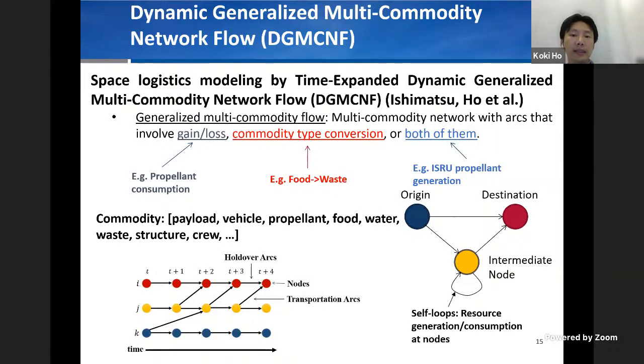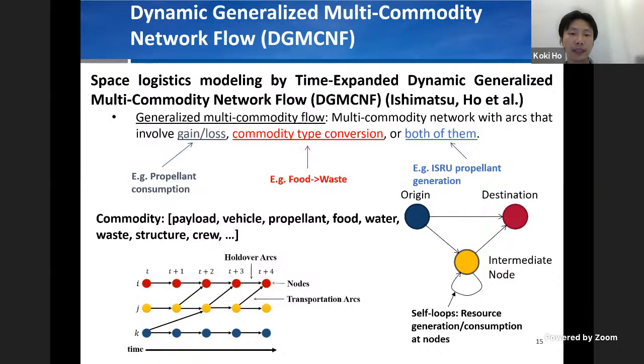The idea behind this is something called time-expanded dynamic generalized multi-commodity network flow. The original version, a static generalized multi-commodity network flow, was developed by Shimatsu. In my PhD thesis, I developed an alternative version that can consider the dynamic mission sequence, which enables us to generate the entire mission sequence instead of just a snapshot. This is an extension of the multi-commodity flow network that we use for terrestrial logistics optimization.